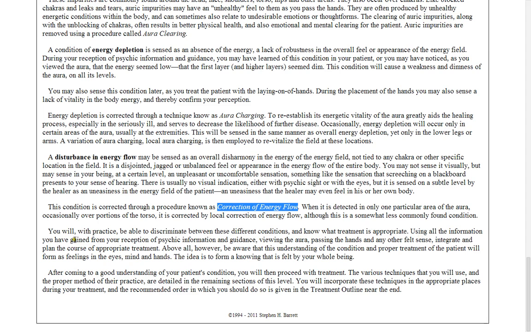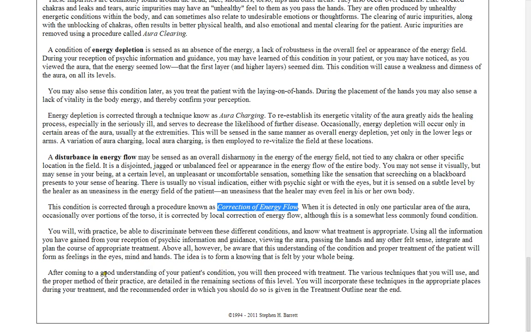Using all the information you have gained from the reception of psychic information and guidance, viewing the aura, passing the hands, and any other felt sense, integrate and plan the course of appropriate treatment. Above all, however, be aware that this understanding of the condition and proper treatment of the patient will form as feelings in the eyes, mind, tummy, heart, and hands. The idea is to form a knowing that is felt by your whole being.